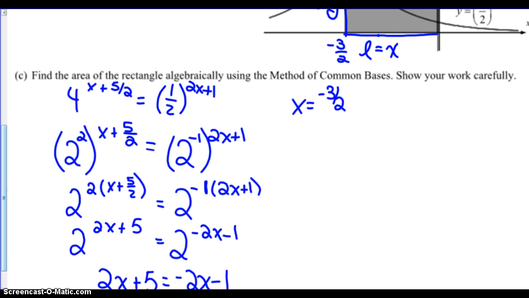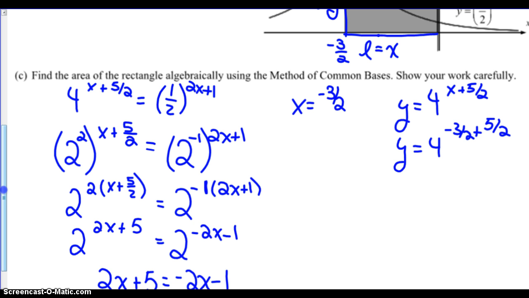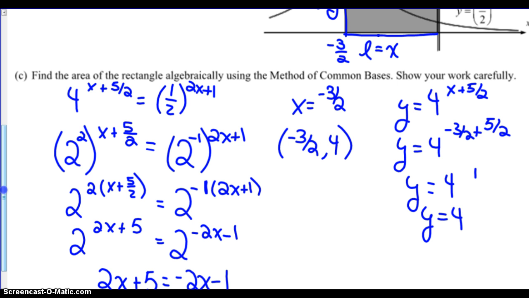So you've got the x value. To get the y value, we have to remember that this disaster, these two functions, equaled y. So it doesn't matter which one you pick. I'm just picking the one I saw first. So y equals 4 to the negative 3 over 2 plus 5 over 2. That's going to reduce to 5 over 2 minus 3 over 2 will be 2 over 2, which is 1, correct? So y is 4. So now you finally have a point of negative 3 over 2, 4. Yay! Still didn't answer the question.